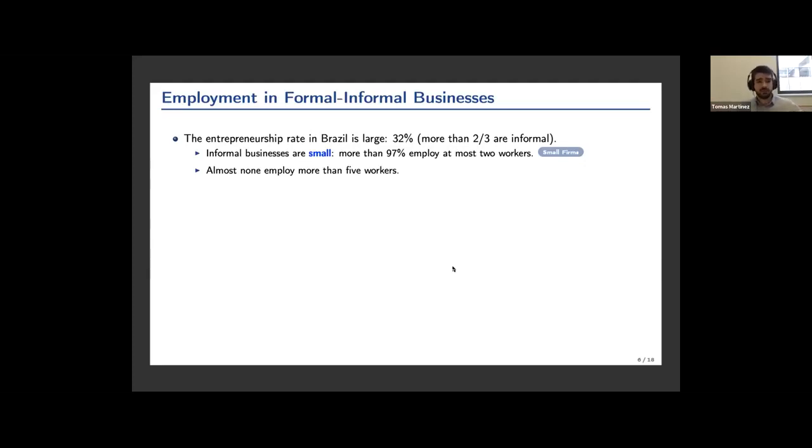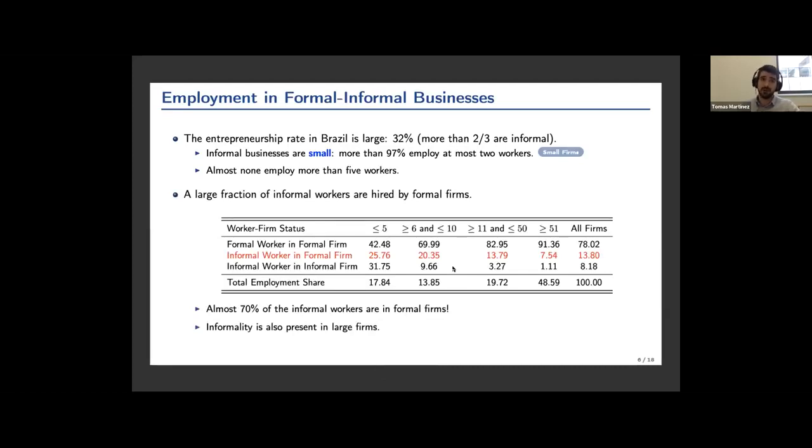Now, if those informal businesses are small, where is the bulk of the informal labor? It's not precisely in informal firms, right? So here this is PNAD data. You can always do this experiment yourself. This is 2012 PNAD. Basically, you can separate the worker-firm status by the formality of the worker and the formality of the firm. And so here you have 3 pairs, right? Formal worker and formal firm, informal worker and formal firm, and informal worker and informal firm. So this is the employment share of Brazil in 2012.